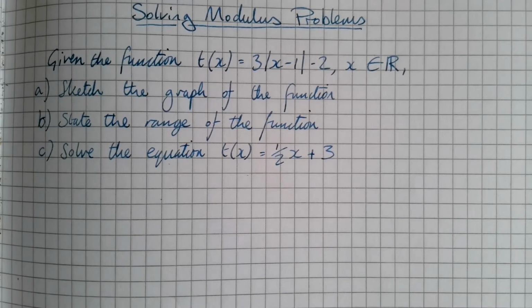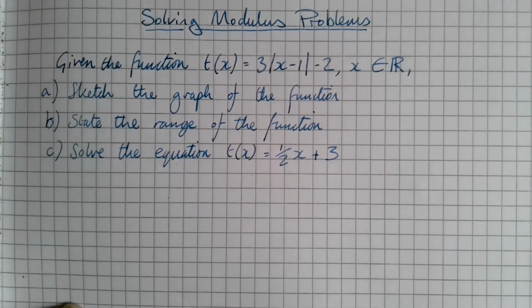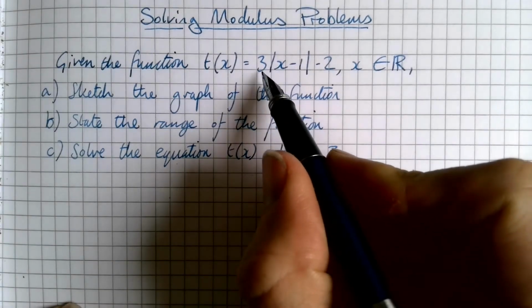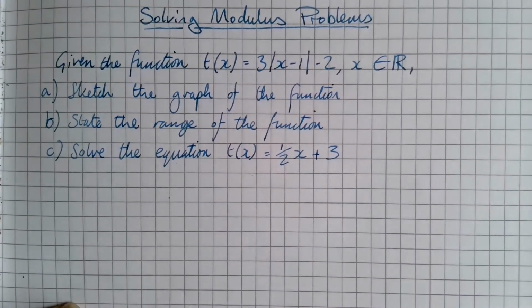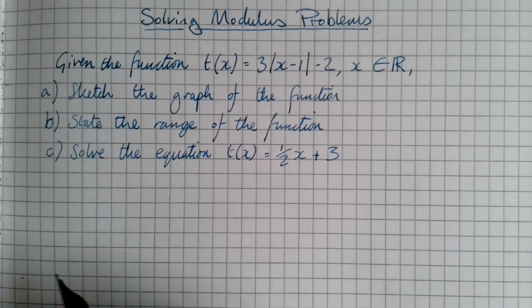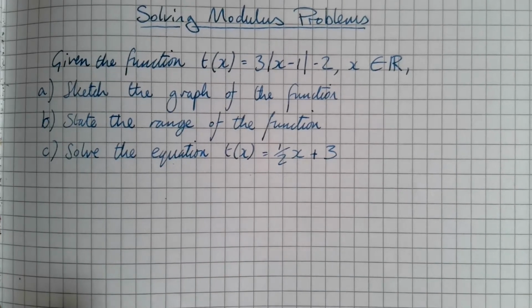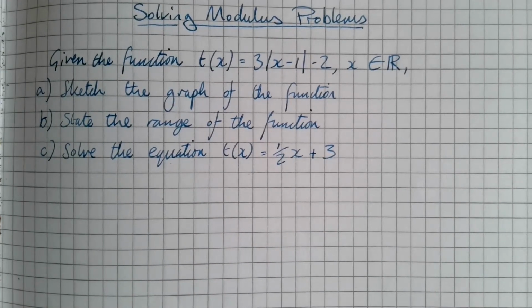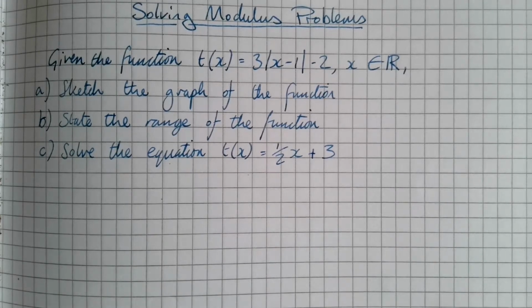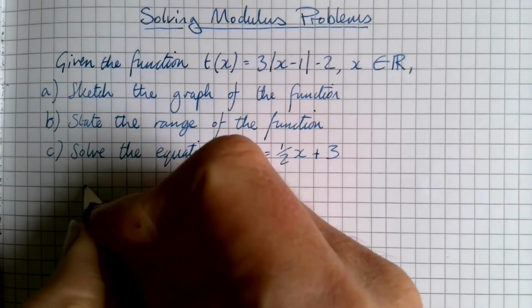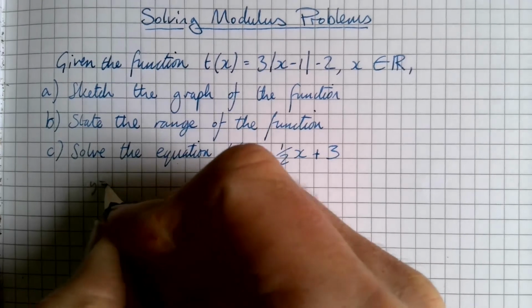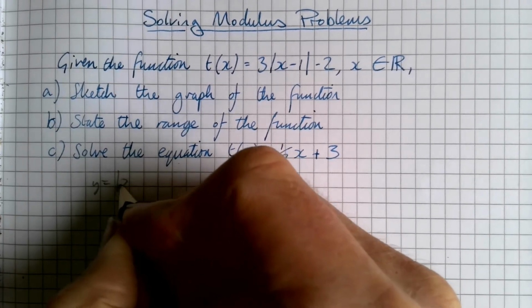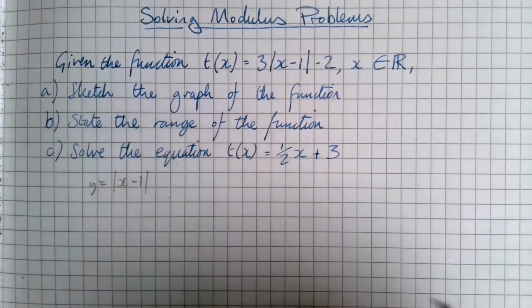Right, so we're sketching the graph of the function. The first thing to do is sketch y equals all of this stuff. Now in order to do that, we need to first of all think about what y equals x minus 1 would look like.